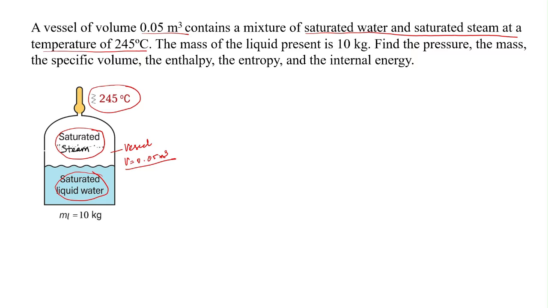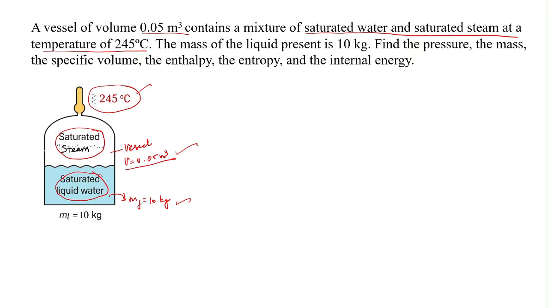Here, the next one is the mass of liquid present. The mass of liquid, that is m_f, that is present is 10 kg. In some books, it can be represented as m_l. Here, we represent it as m_l, which is equal to 10 kg. The mass of steam is not given, the pressure is not given. The only given parameters are the temperature, 245 degrees Celsius, the volume, 0.05 meter cube, and the mass of liquid, 10 kg.